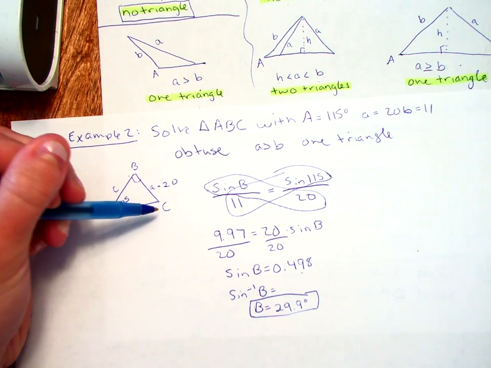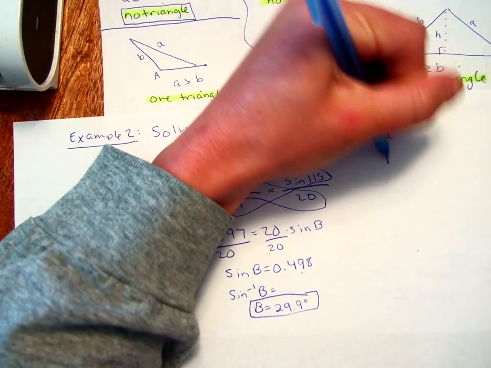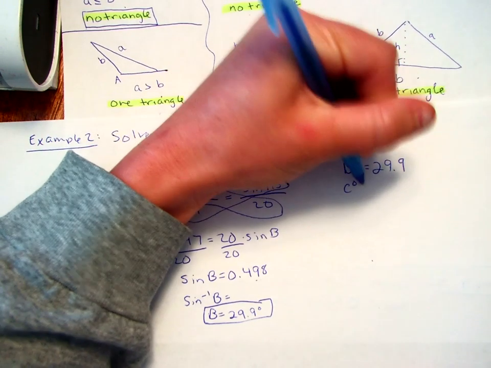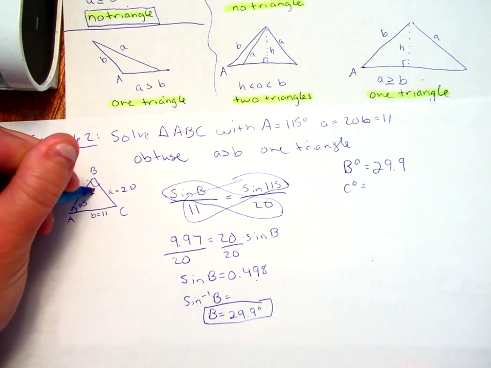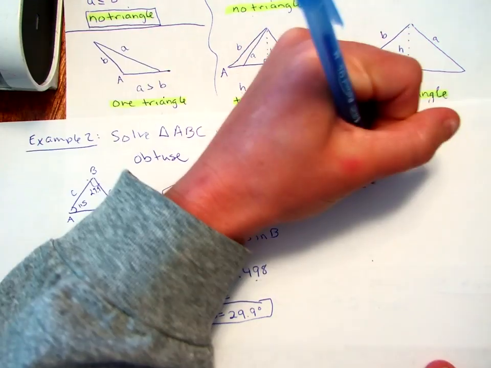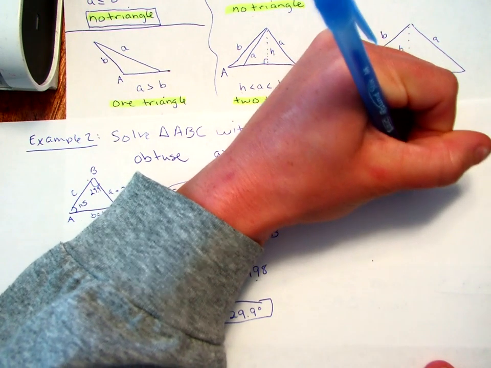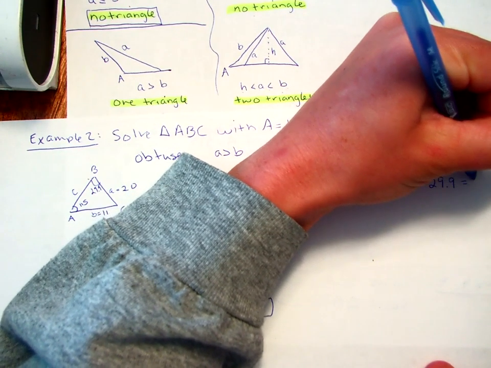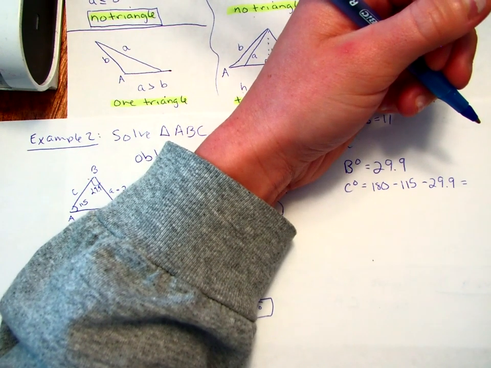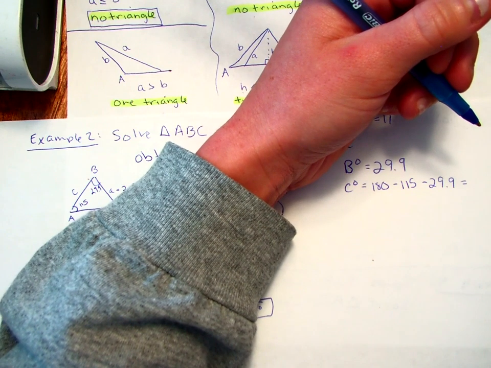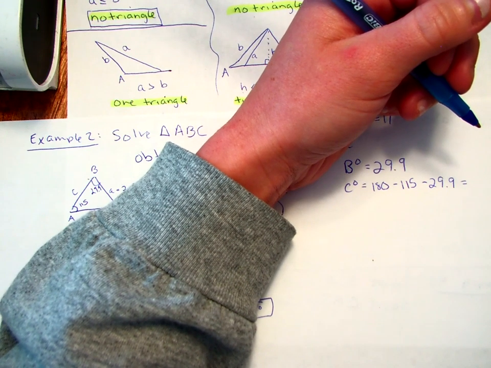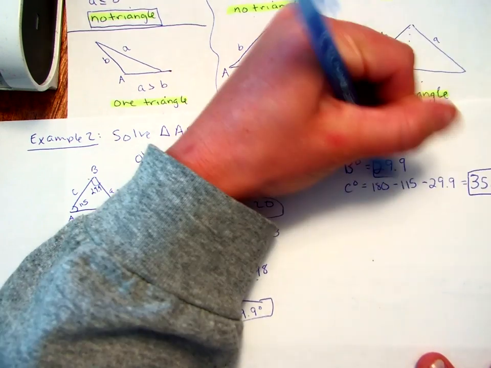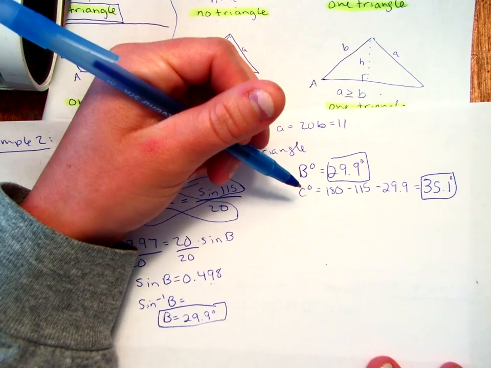Remember, B is a degree, C is a degree. So we found B to be 29.9. Now we need to find C degrees. So again, a triangle is always 180 degrees. So 180 minus the 115 given to us from A minus this new 29.9 equals 35.1. So we found 2 out of our 3 things that we're looking for.